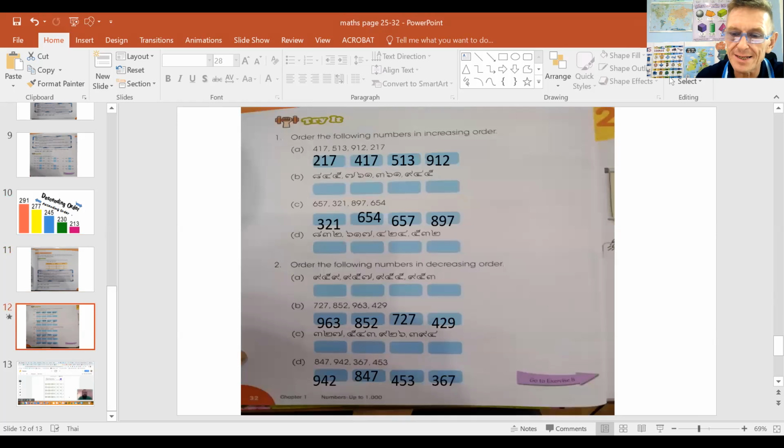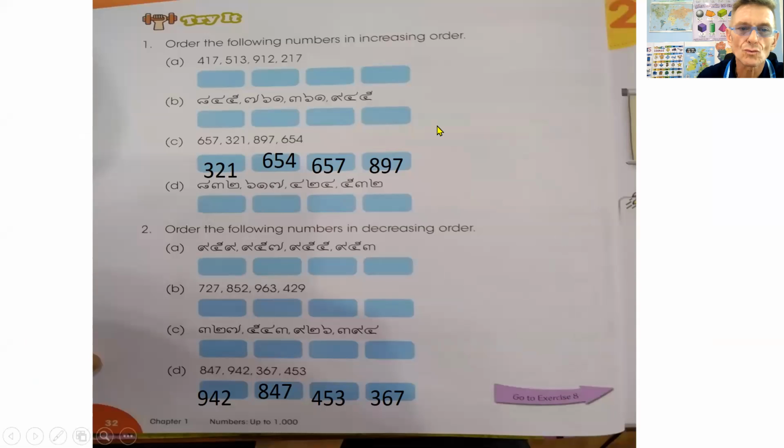What I'd like you to do now is order the following numbers in increasing order, so from the smallest to the biggest. The first one, 217, then it's 417, 513, and 912. You'll have to do that one yourself. It's in Thai, so you'll have to do that. So from the lowest to the highest number. The next one, the lowest is 321, 654, 657, 897. And number D, you'll have to do that yourself because it's in Thai and I cannot.